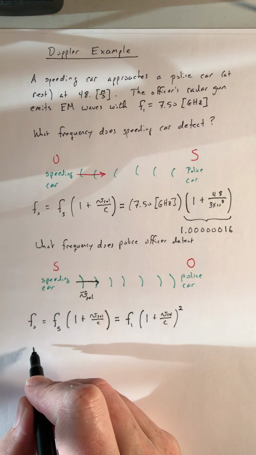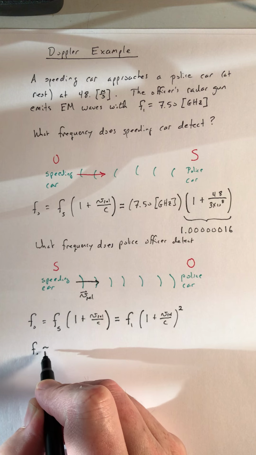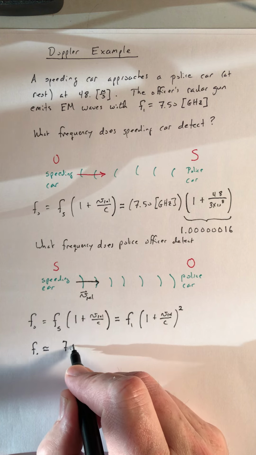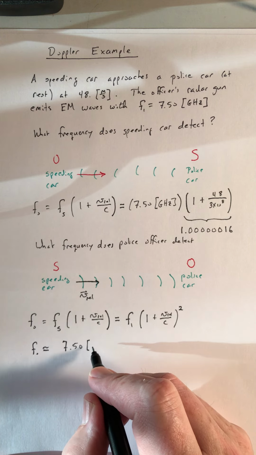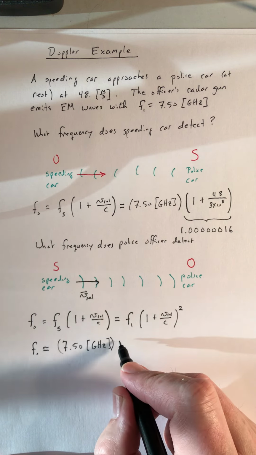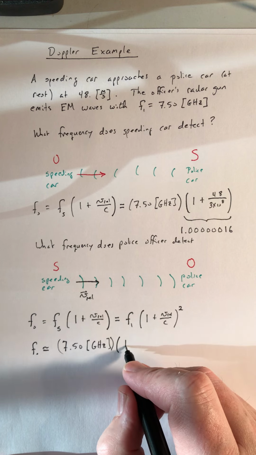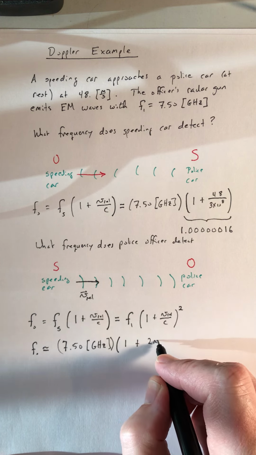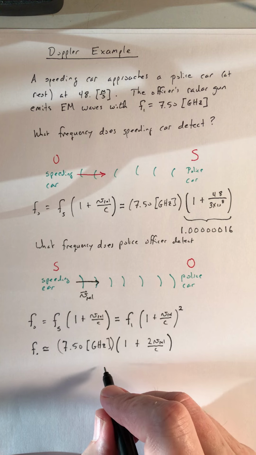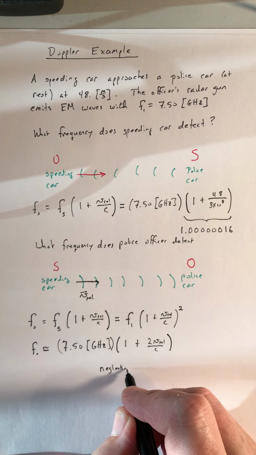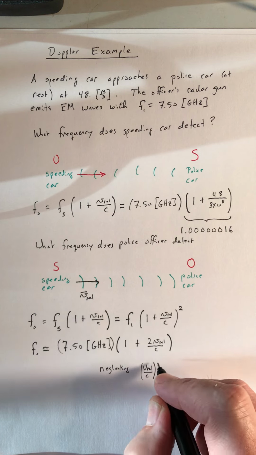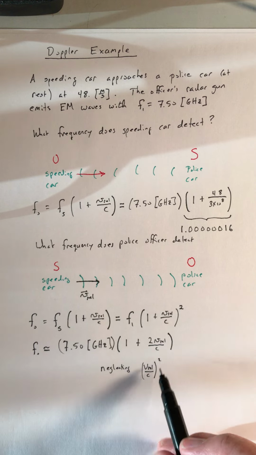Okay. So what the police officer is going to observe is approximately 7.5 gigahertz, and we're going to have 1 plus 2 VREL over C. And for this, we're neglecting the term VREL over C quantity squared. So neglecting that quadratic term.